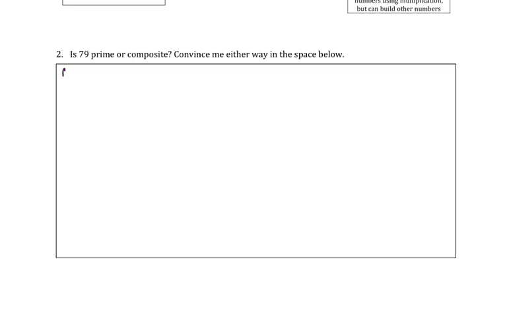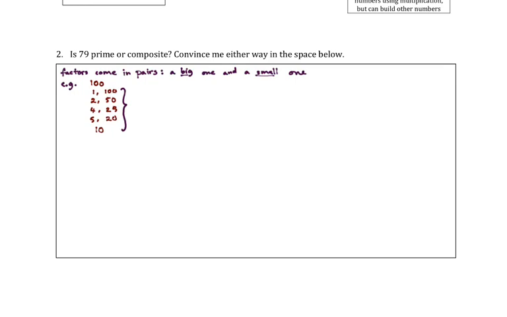We need a little bit of prerequisite knowledge here, which I'll go into now. So, factors of a number come in pairs. The pairs will have a big factor and a small factor. Example, 100. 100 has the factors or factor pairs 1 and 100, 2 and 50, 4 and 25, 5 and 20, and 10 pairs with itself.